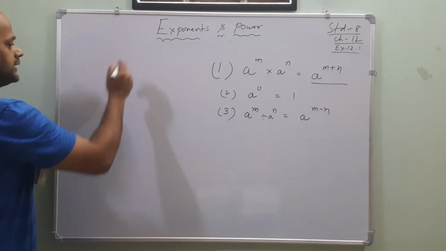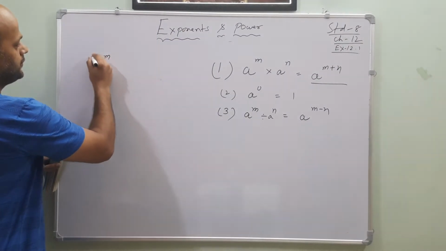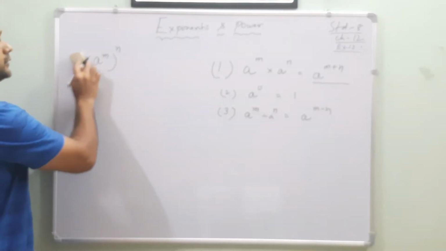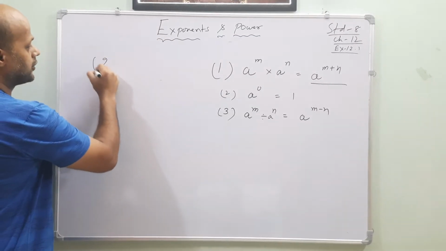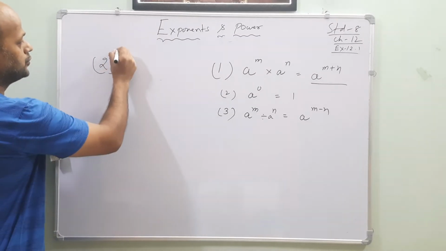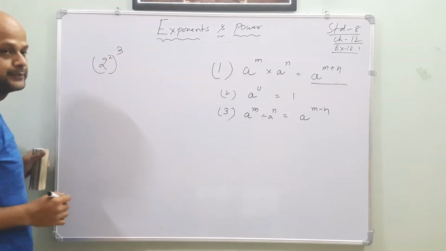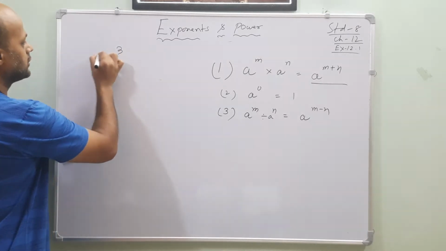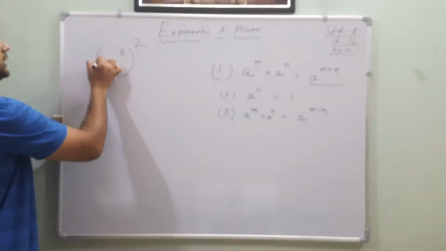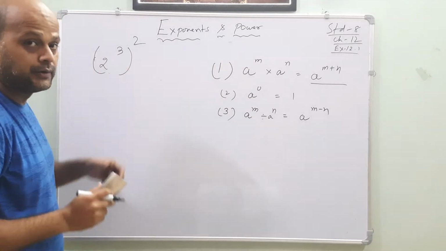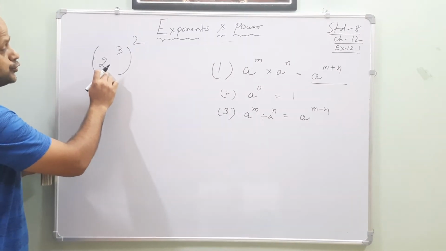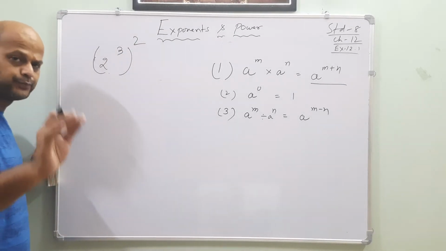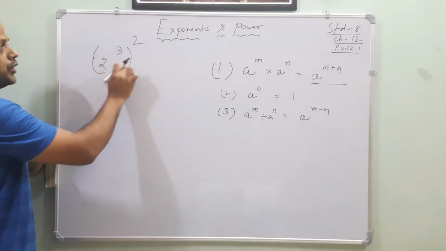Okay. Next one, a to the power of m whole power of n. Or 2 to the power of 2 whole power of 3. If the question comes in this manner, or you can say whole power of 2, like this. Okay. 2 to the power of 3. How should you read this one? 2 raised to the power of 3 whole raised to the power of 2. Or in simple manner, 2 to the power of 3 whole power of 2.